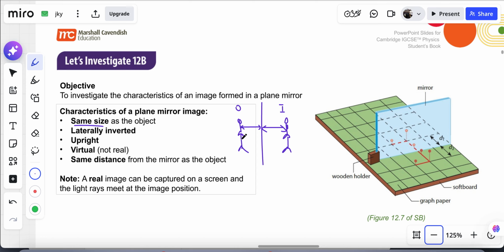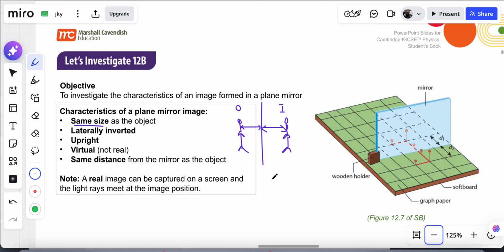Number two is that they are laterally inverted. What do you mean by laterally inverted? When you are facing the mirror, the image will be facing you also. If you look at yourself in the mirror, you are looking at the mirror and the image is also looking at you. If you take your two palms, they are looking at each other. They are not looking opposite like this. So this is what we mean by lateral inversion.